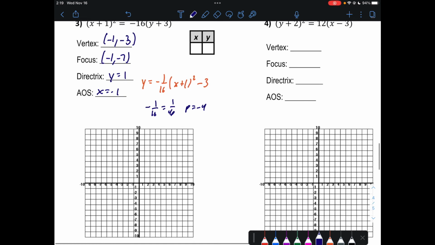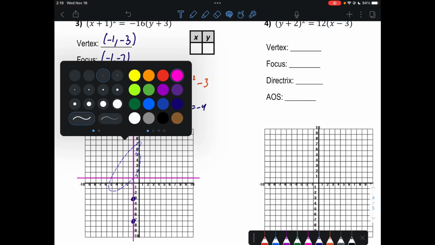So what do we got? Negative 1, negative 3 is my vertex. Negative 1, negative 7 is my focus. Y equals 1 is my directrix. X equals negative 1 is my axis of symmetry. Let me just make those dashed.